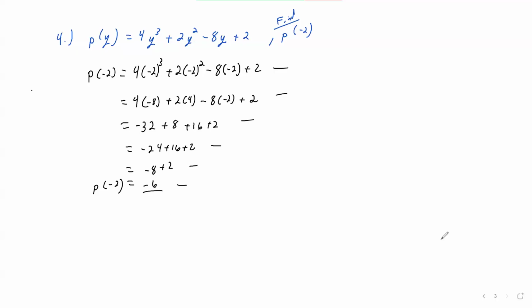All right, let's try another one. All right, so we have 8y cubed minus 9y plus 22. And I want you to go find P of 2. I'll give you a chance to do this on your own.